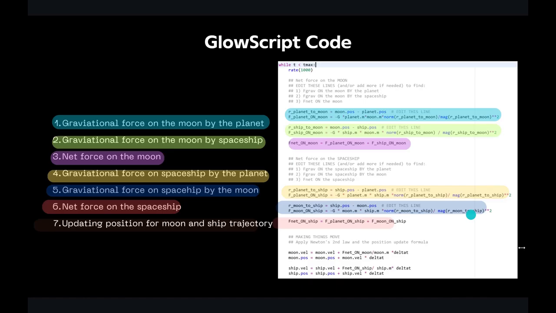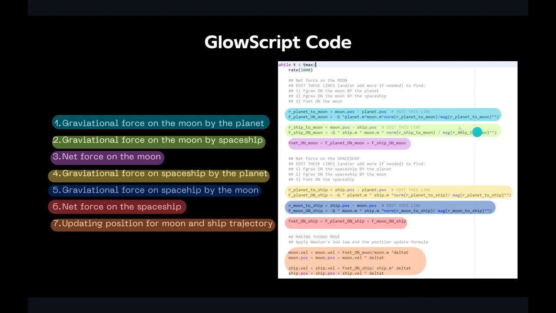Now let's take a look at part 2, where the system is the planet plus the moon plus the spaceship, and then the surroundings is everything else. Now for the code, we first had to calculate the gravitational force on the moon by the planet, then the gravitational force on the moon by the spaceship, then the net force on the moon, then the gravitational force on the spaceship by the planet, the gravitational force on the spaceship by the moon was calculated after that, and lastly, we calculated the net force on the spaceship. With all of this, we were able to use the velocity update formula and the position update formula to update position for the moon and ship trajectory here.